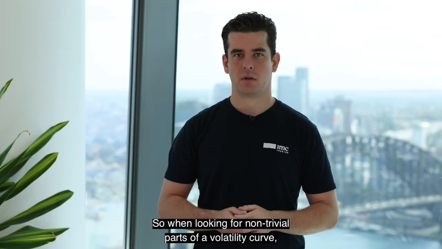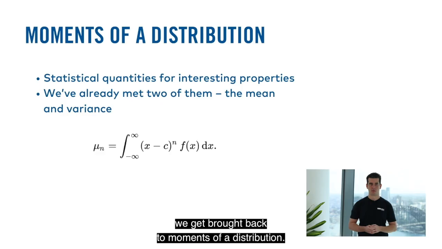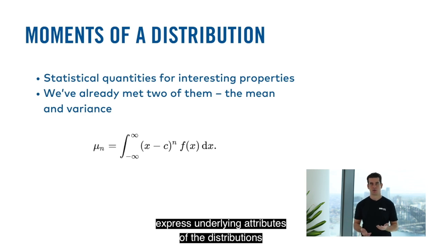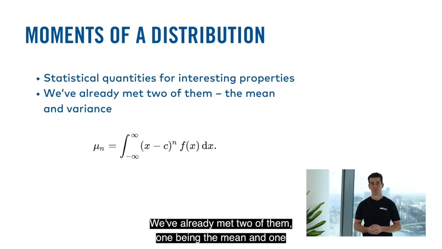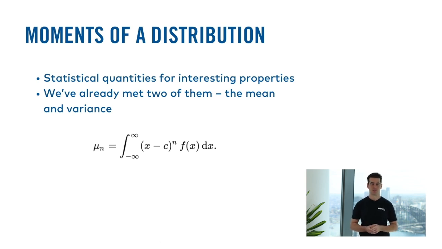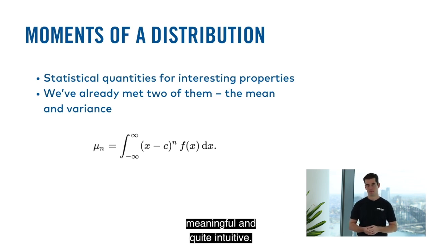When looking for non-trivial parts of a volatility curve, we get brought back to moments of a distribution. Moments of a distribution are statistical quantities that express underlying attributes of the distributions that we're studying. We've already met two of them, one being the mean and one being the variance. While the formula above may look somewhat ad hoc, it turns out that for all of the different n's, n being from 0 to infinity, the qualities that we get out of these moments of distribution are in fact quite meaningful and quite intuitive.